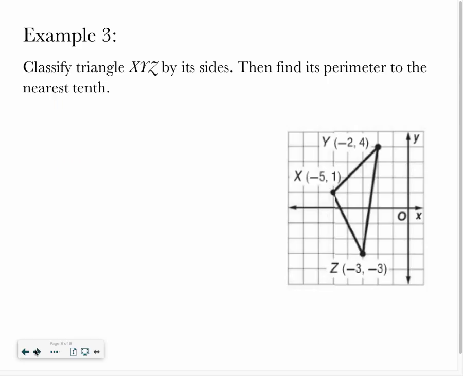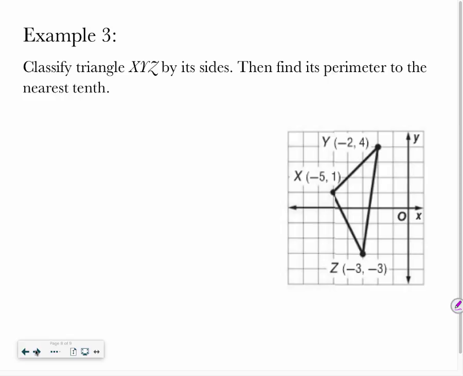All right, example 3, we are going to talk about classifying triangle XYZ by its sides. Okay, so remember when we classify things by sides, that means it's either going to be equilateral, isosceles, or scalene. And in order to be able to tell, you have to look how many sides are the same length. And then we want to find its perimeter to the nearest tenth.